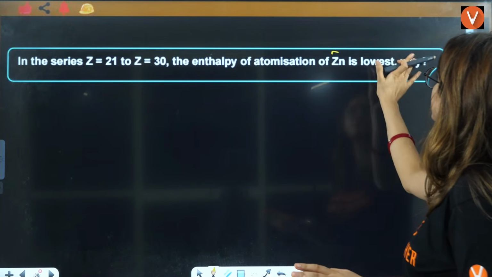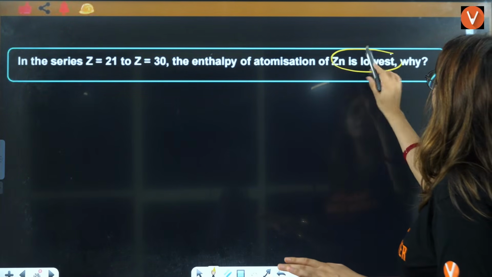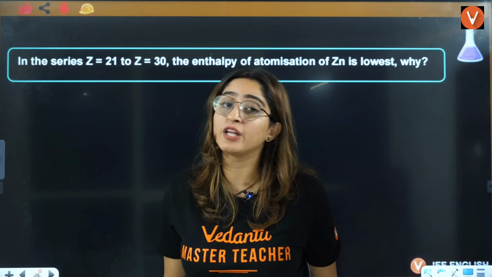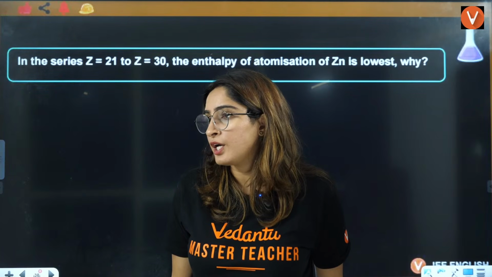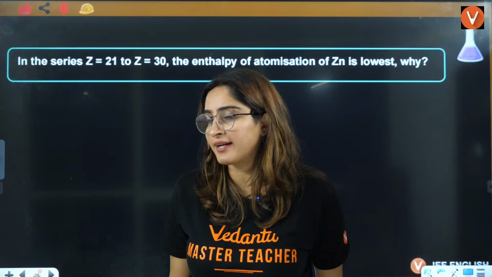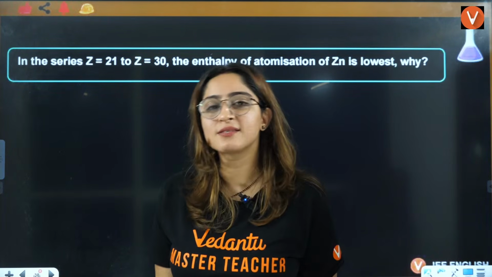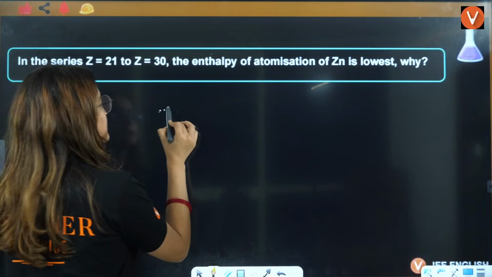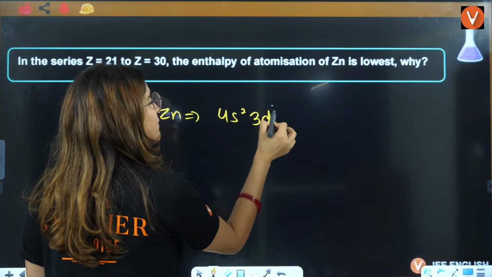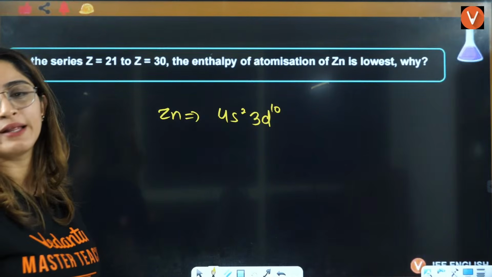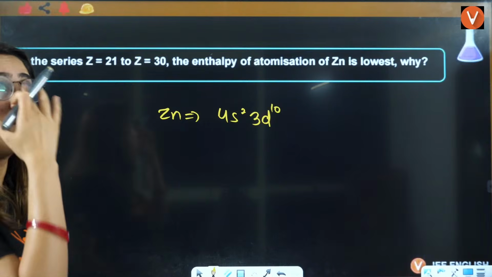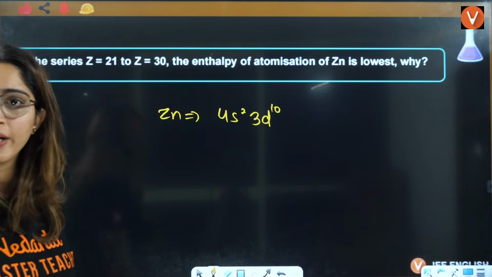Anybody? Why is zinc's enthalpy of atomization lowest? You were giving the right reason when you were talking about scandium. You were giving me exactly the right reason behind that. Same reason is behind this. Zinc is having, ma'am, what? 4s2 3d10. Ma'am, it has no unpaired electron. Not even one unpaired electron. Even in the excited state, there is no unpaired electron.